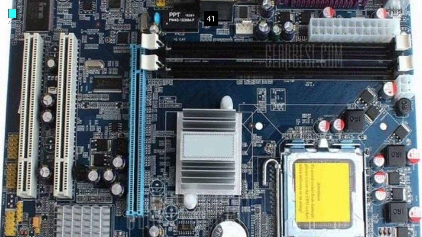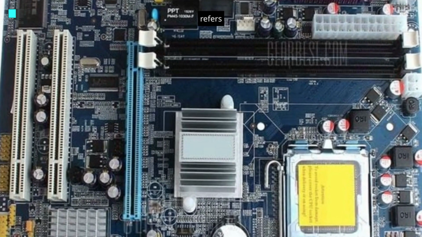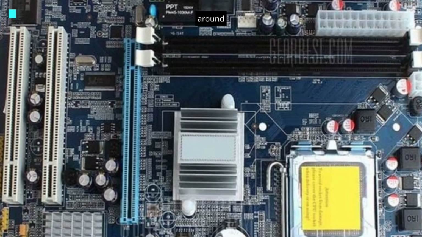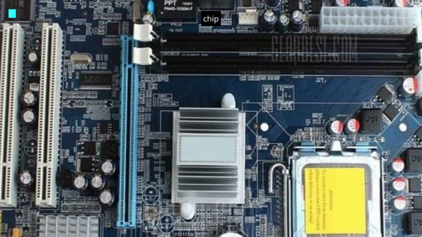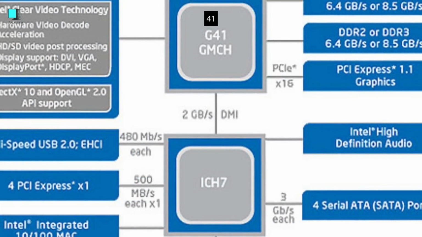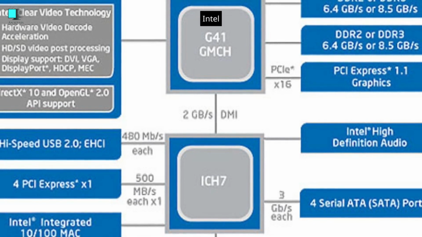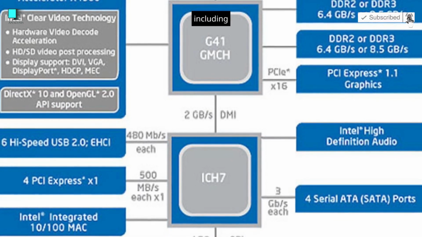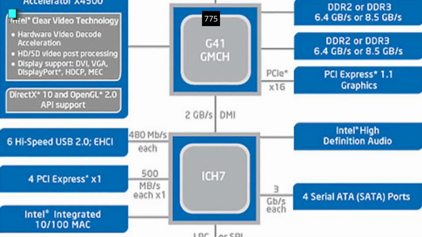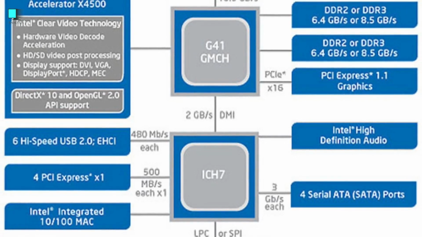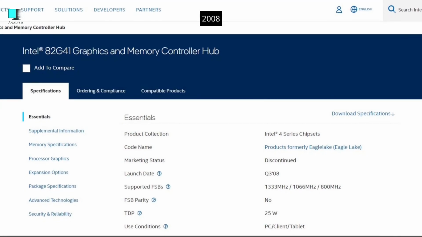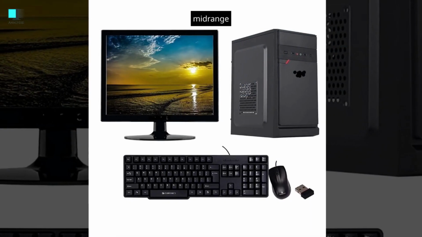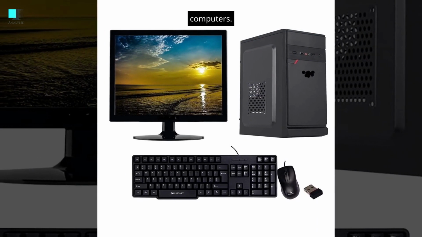The term G41 motherboard likely refers to a motherboard that is built around the Intel G41 chipset. The G41 chipset was released by Intel and is designed for use with certain Intel processors, including those in the LGA775 socket. It was introduced back in 2008 and was popular for mid-range and budget desktop computers.